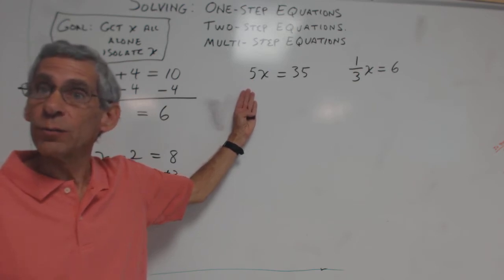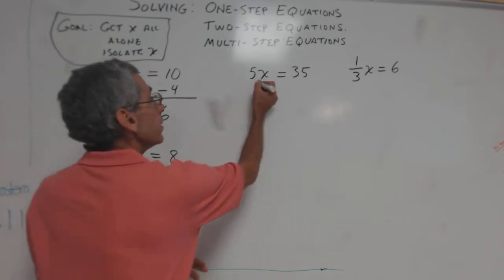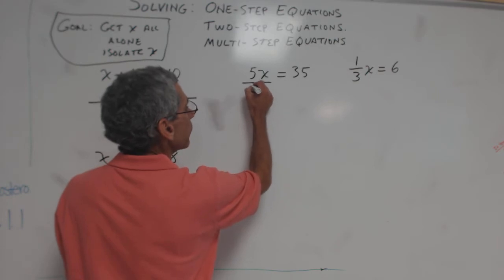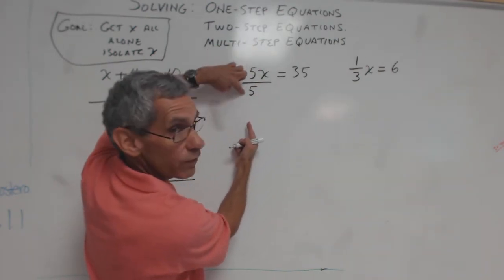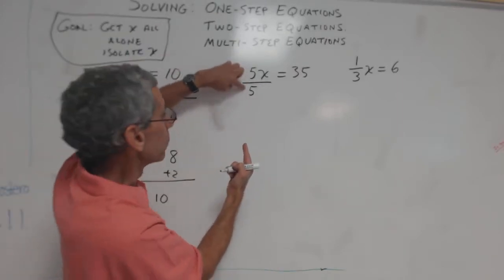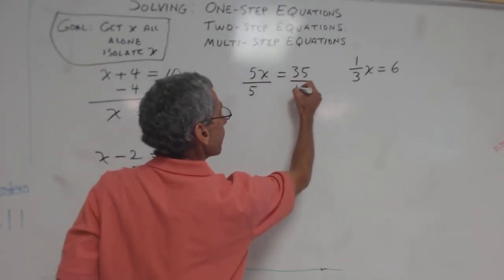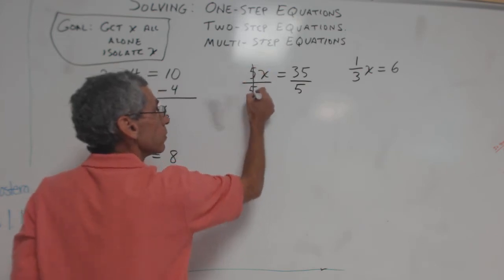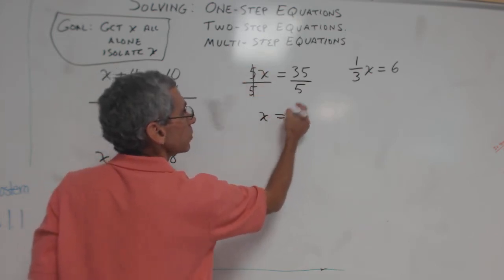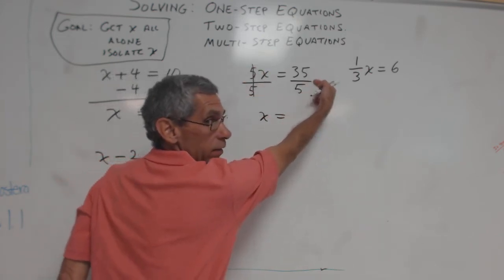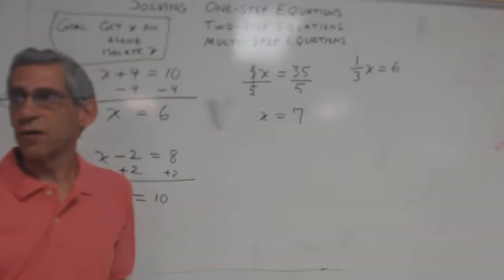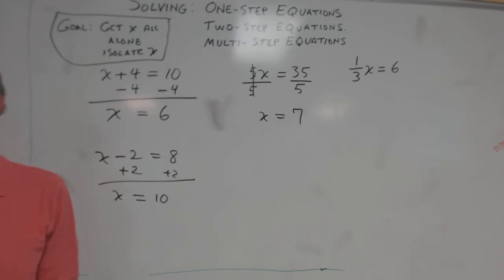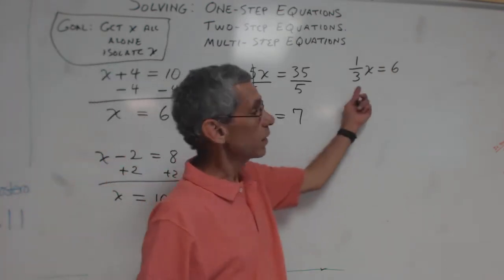How do I undo multiplication, Tia? Divide. So I'm going to divide by 5. Another way to think about it is I want 5x to be 1x. 5 over 5 is 1. So that would be 1x. I'm going to divide by 5. All right, so these cross out. X is equal to 35 divided by 5, which is 7. Fist of 5. Do you understand this? Yep. Does that make sense? Fist of 5? Awesome.